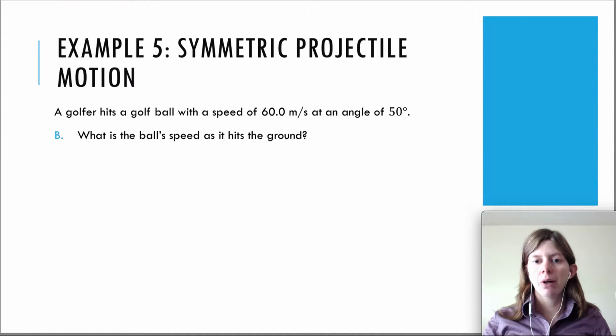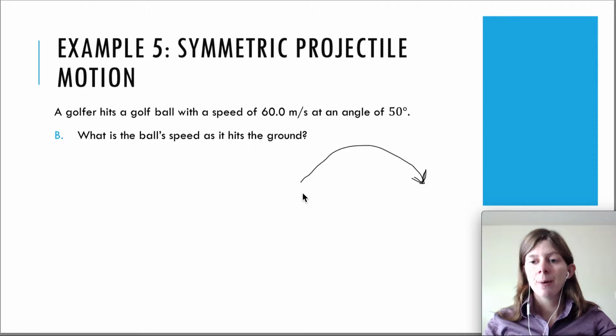So the second part of this example says, what's the ball's speed as it hits the ground? So we know that it clears the tree, so we don't care about the tree anymore. We know that it's going to reach the ground here. What's the speed? There are a couple ways to do this. I like to say the easy way and the hard way. Let's just do it the easy way.